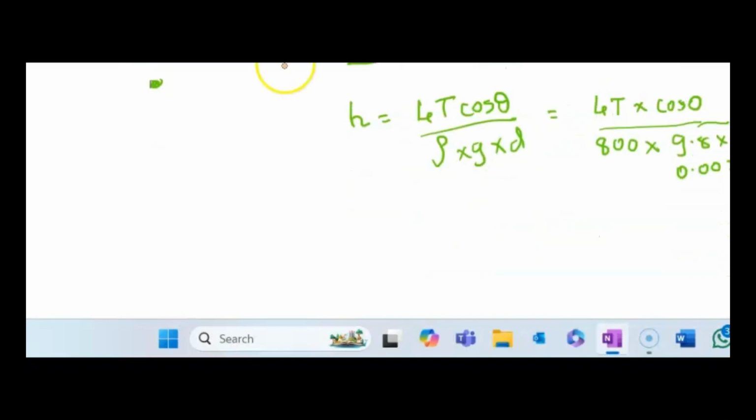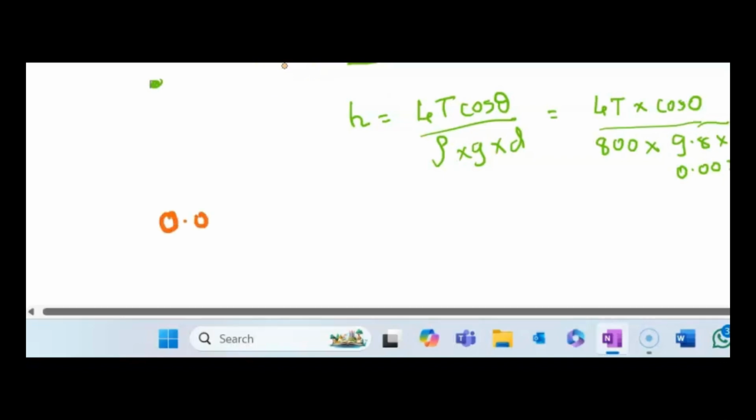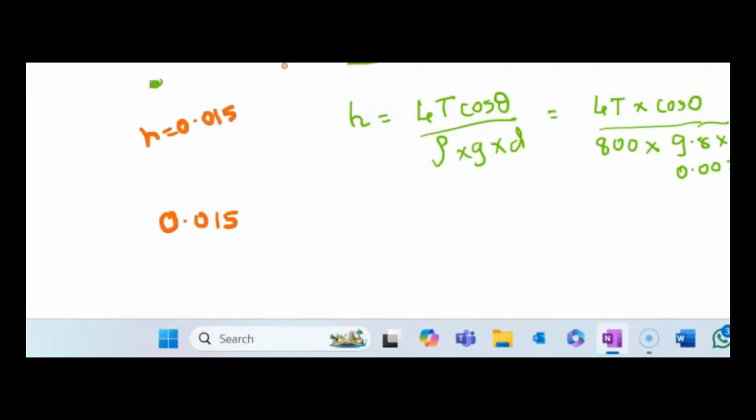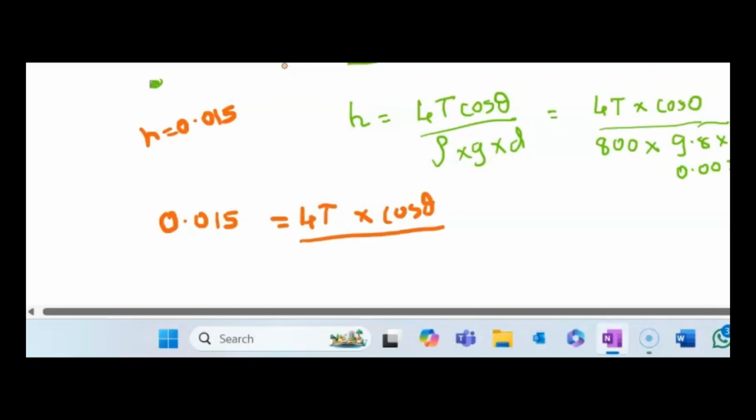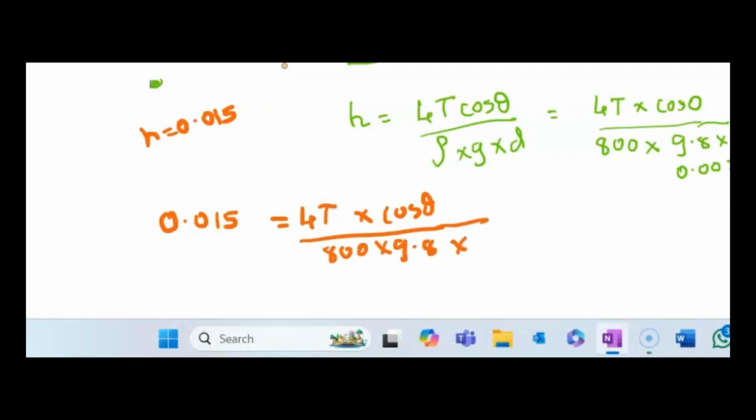Now I'll change color for understanding here. What is the h given here? h is already given, that is 0.015. That is our h, 0.015 m height. That is already given in the question. So 0.015 is equal to 4T multiplied by cos theta upon 800 times 9.8 multiplied by 0.002. That is the diameter d.